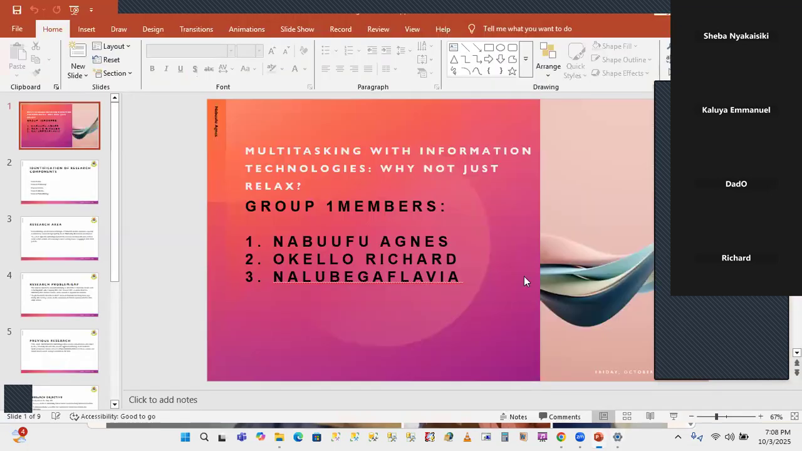Let me try to restore the slides. Now, our topic of study is multitasking with information technology. We are about five members: Nabufu Agnes, Okelo Richard, Naluvega Flavia, and also I've got Daniel, but he's not on this slide.